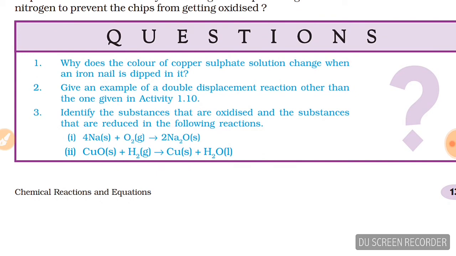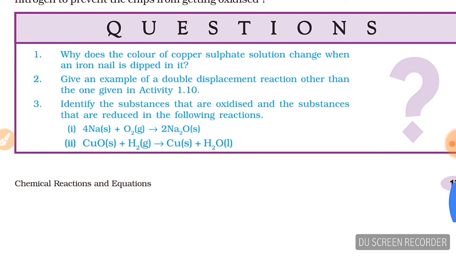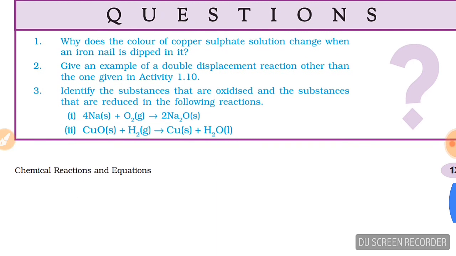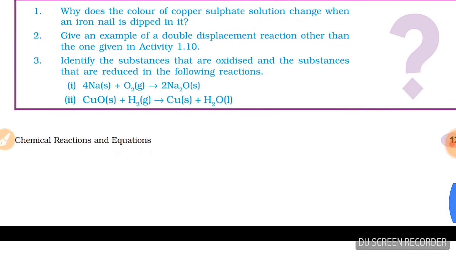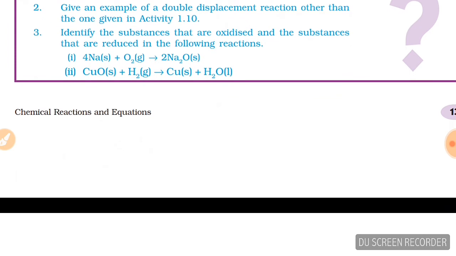Why does the color of the copper sulfate that we have already discussed, the color of the copper sulfate in the above activity, change? Because iron has displaced the copper from the copper sulfate solution. So the displacement reaction has taken place, and thus the color of the copper sulfate solution has changed. Next is, give an example. Identify the substance that is getting oxidized and reduced. Sodium plus oxygen will give sodium oxide.